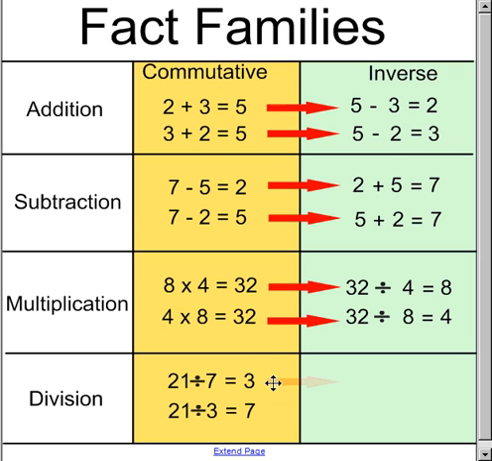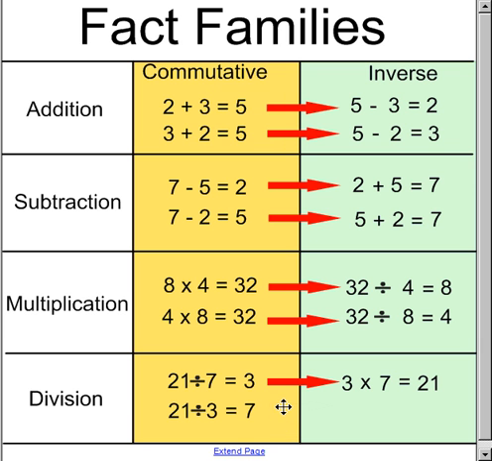Now let's look at the inverse. Just like before, I'm going to write my numbers first, but just in the reverse order. If I went 21, 7, 3, I want to go 3, 7, 21. Because it's division, I know that it's now multiply.